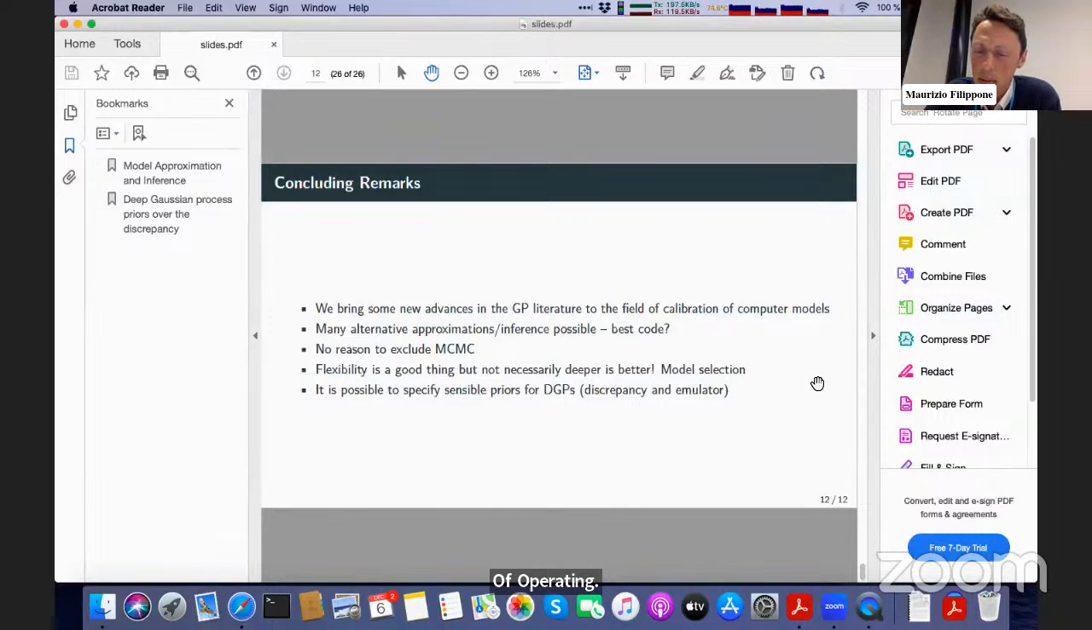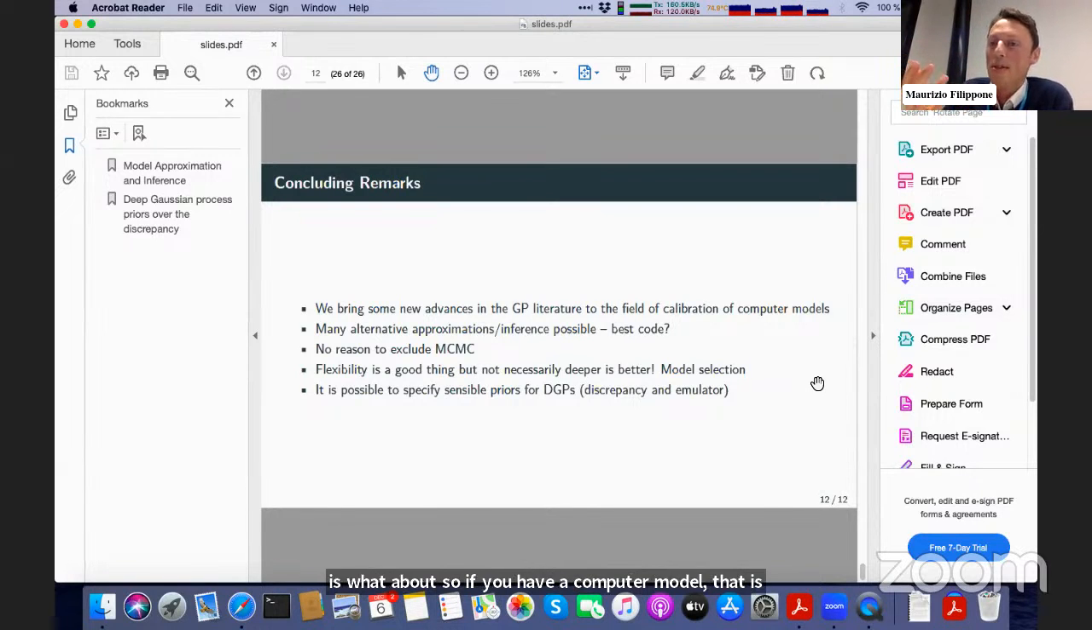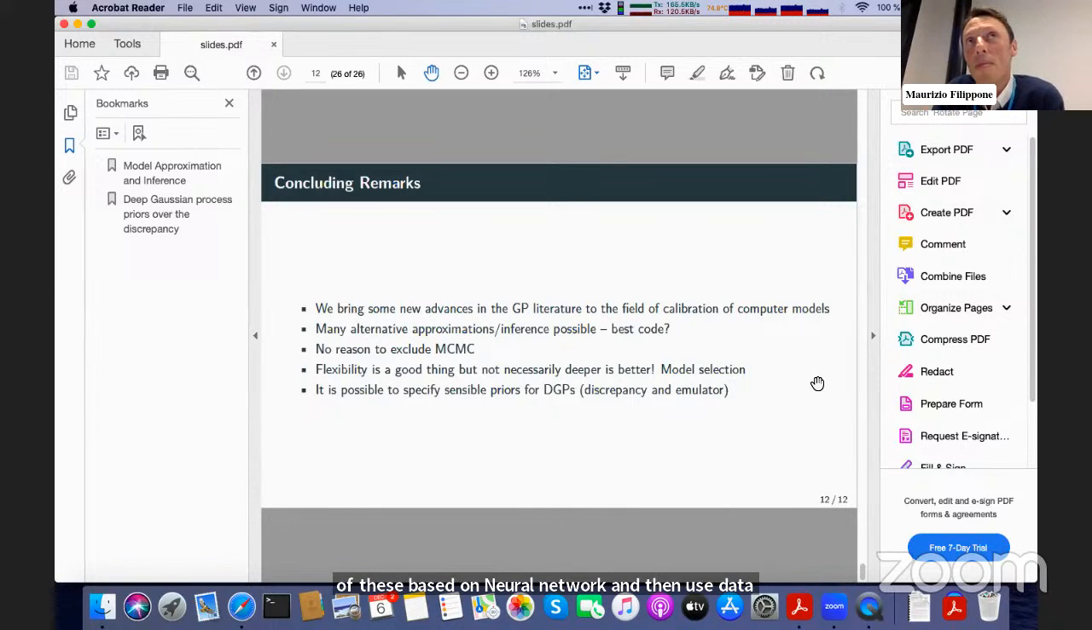Then there is someone raising the point about, so for example, one thing that I'm currently investigating is, what about, so if you have a computer model that is actually performing simulations, can we not use these outputs of the simulations as a way to inform priors of these Bayesian neural networks and then use data to obtain posteriors over these parameters? So somehow combining, having the computer model be a sort of source of a prior for these deep models.